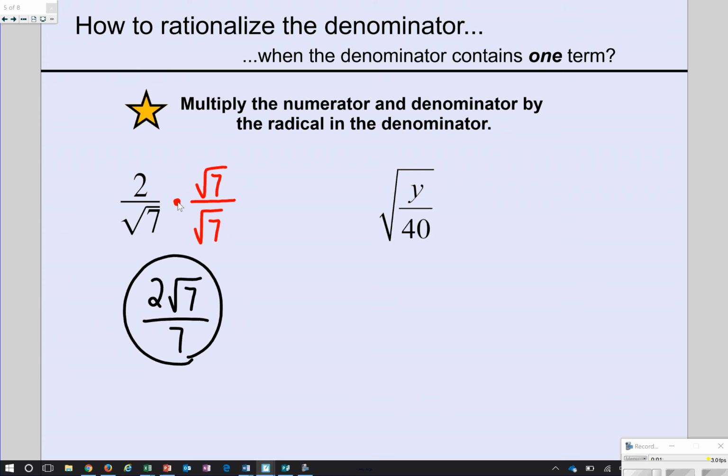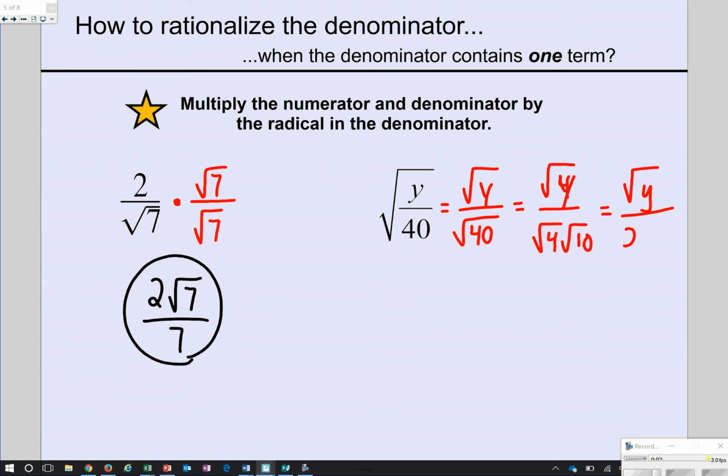For our second example, we realize that sometimes when we want to rationalize the denominator, we'll need to simplify the expression first. So this is the square root of y over the square root of 40, which is the same thing as the square root of y over the square root of 4 times the square root of 10, which means it's the same thing as the square root of y over 2 times the square root of 10. Now we see that though this is close to being simplified, we still have the square root of 10 in the denominator.